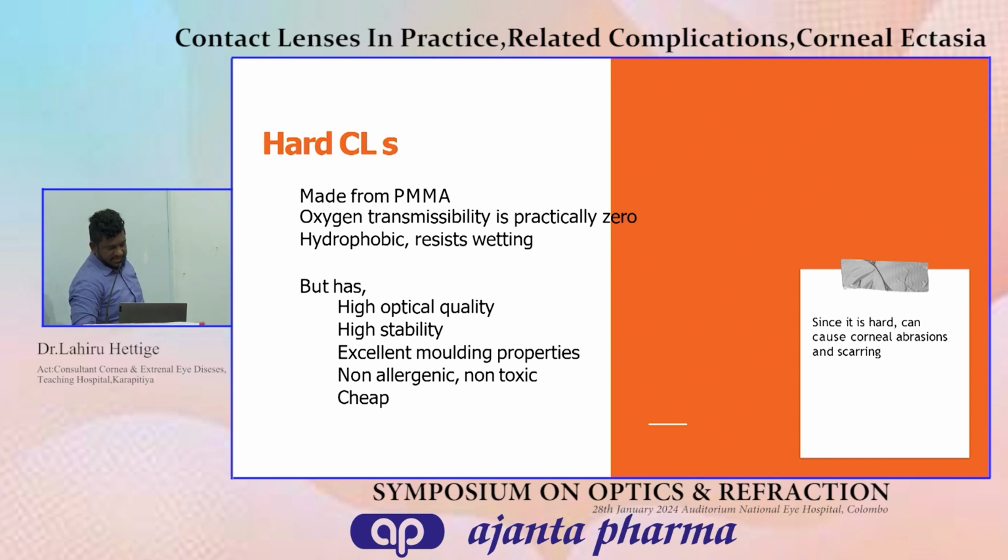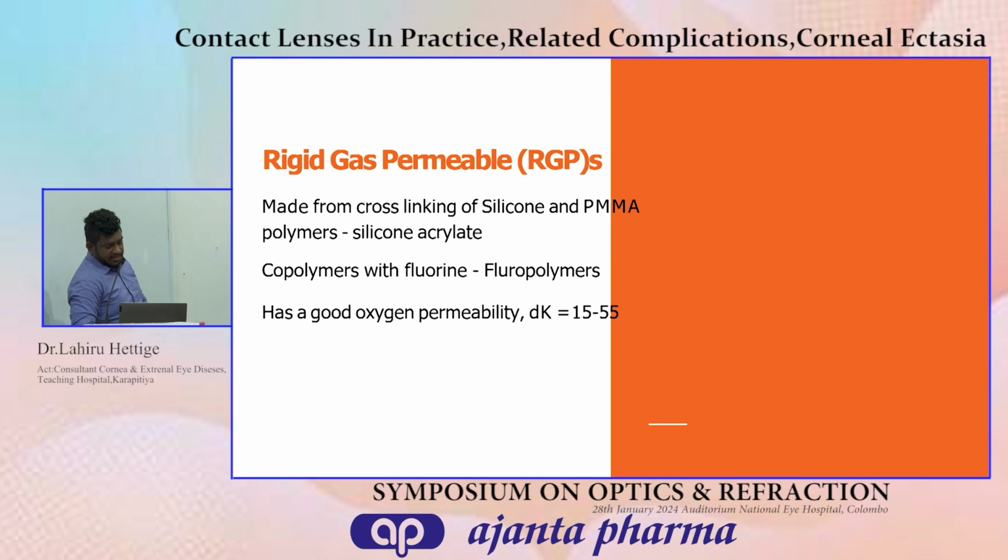And so these are hard contact lenses, made from PMMA, and you could understand that the oxygen permeability is 0. It does not transmit oxygen, and it resists wetting, but it has higher optical quality, and it is stable, and it has excellent molding properties, and those are cheap as well. RGPs are made from cross-linking of silicon and PMMA.